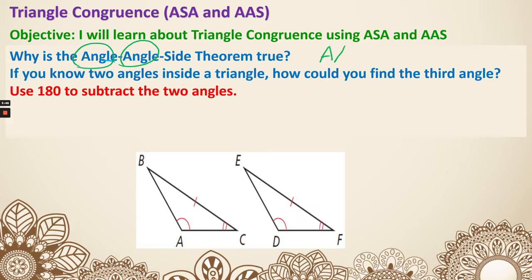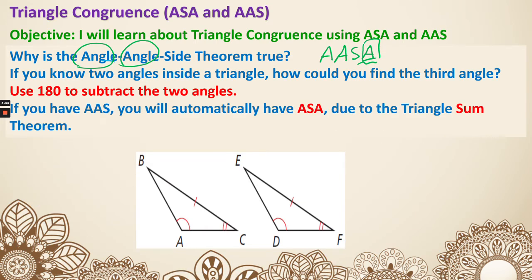So it could potentially be angle, angle, angle, side, angle. There's this extra piece of information, which basically means if you have angle, angle, side, you will automatically have right here angle, side, angle, due to the triangle sum theorem. Because as soon as you know two angles, you will know the third angle. That's why this will for sure still work. So angle, angle, side, and angle, side, angle, they both work.